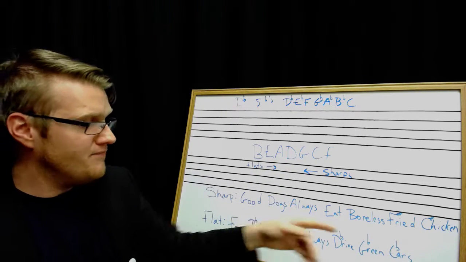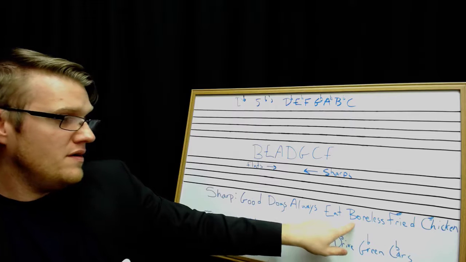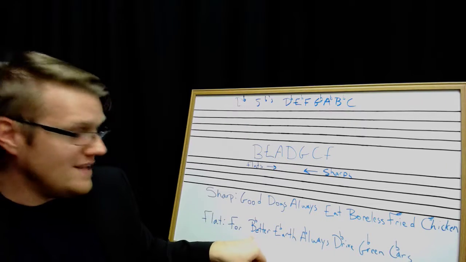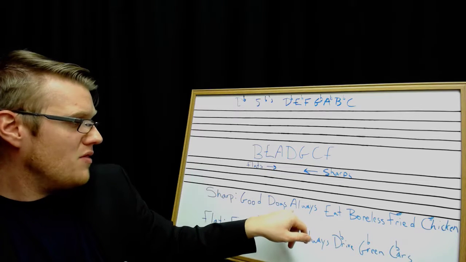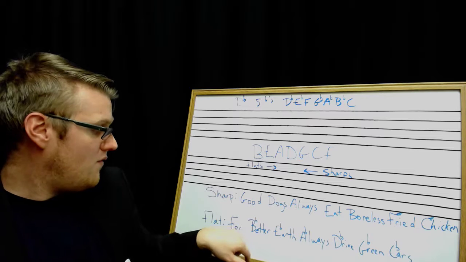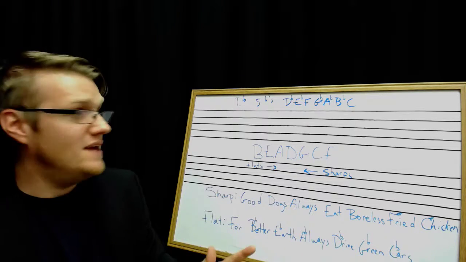So if there's 5 sharps in the key of B, 7 minus 5 is 2. There are 2 flats in the key of B. There are 3 sharps in the key of A. 7 minus 3 is 4. There are 4 flats in the key of A flat. So that's a nice thing.